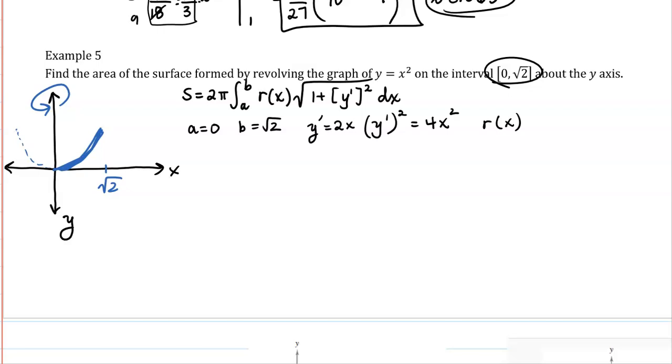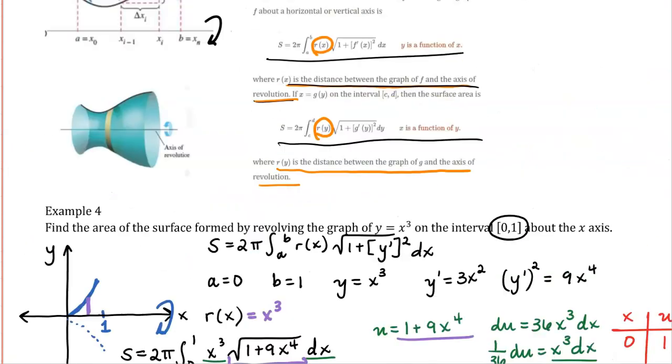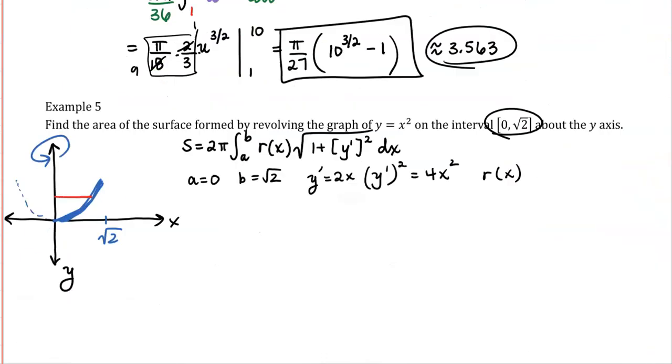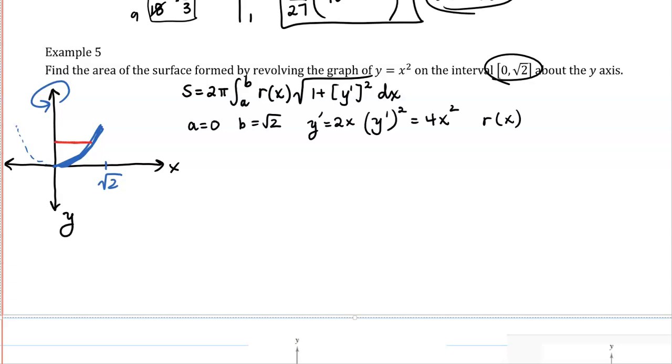R of x is the distance from the axis of revolution to the curve, to the function. Distance between the graph and the axis of revolution. So this red distance here, that would be our r of x. Now, that distance there, remember this is hitting y is equal to x squared. That is a horizontal distance. Whatever that horizontal distance is, it's the x value of where that function is hitting the curve. And it's positive, it's a distance.